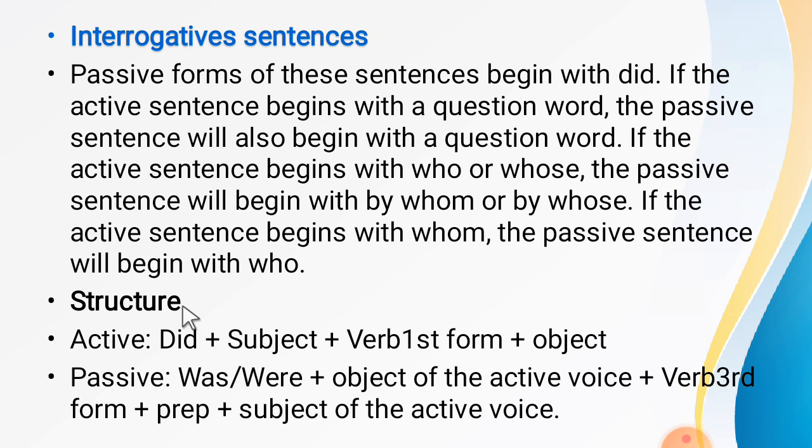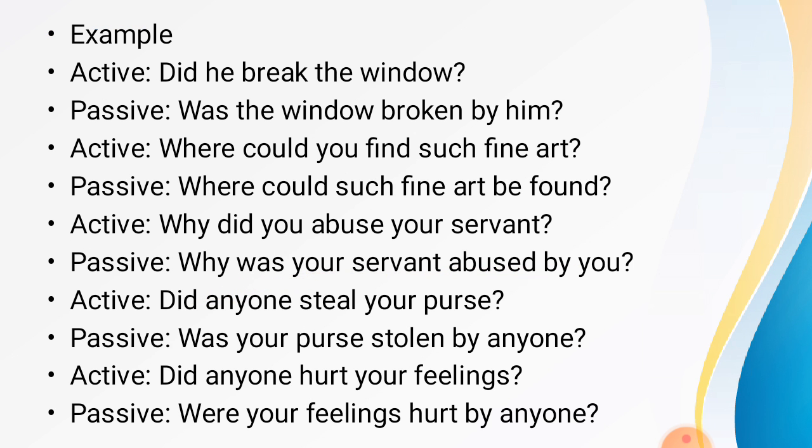Look at these examples, you will understand. Did plus subject plus verb first form plus object. This is the structure of the active voice in interrogative sentences of simple past. And now the passive: we put the helping verb at the beginning, which is was or were, then the object of the active voice, which becomes the subject here, and the verb third form, and then the preposition by plus the subject of the active voice. So look at these examples.